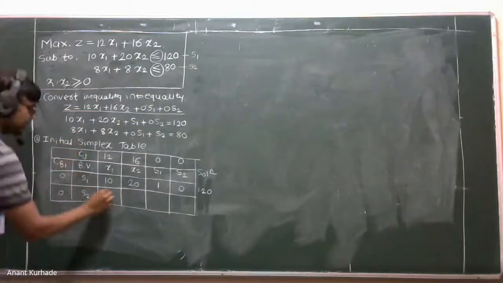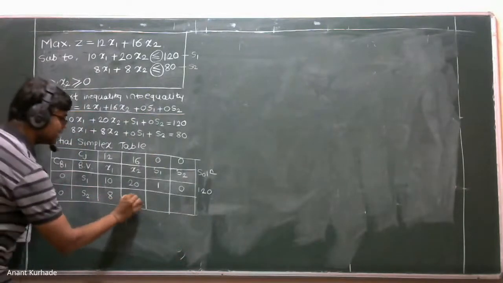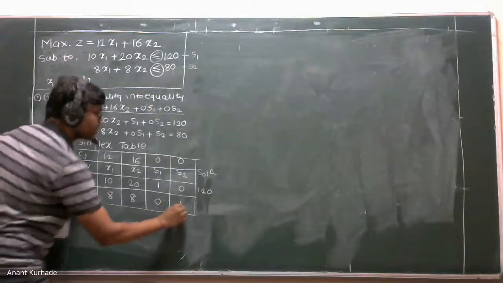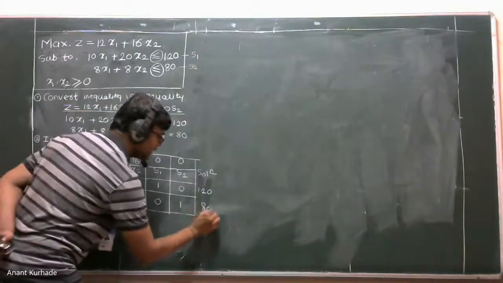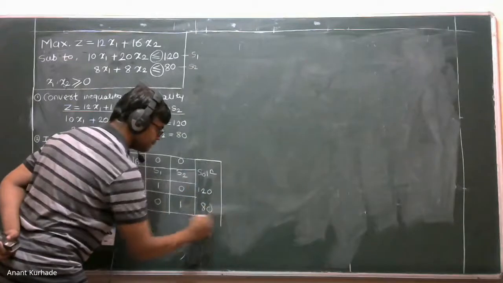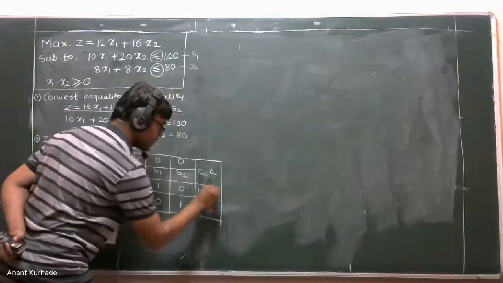Next one, second constraint. Put it as it is: 8x1 plus 8x2 plus 0s1 plus 1s2 is equal to 80.